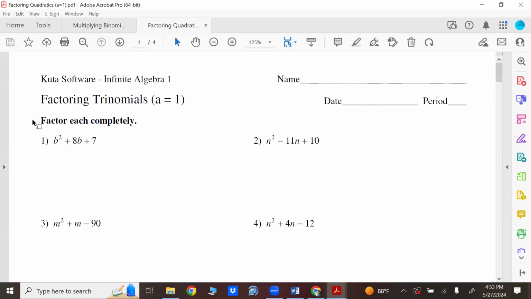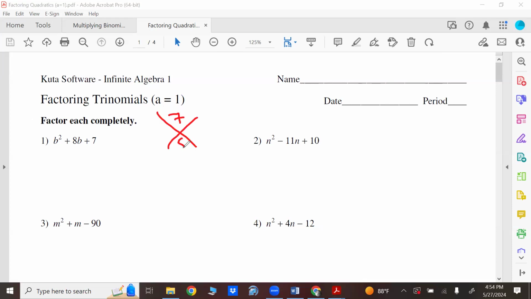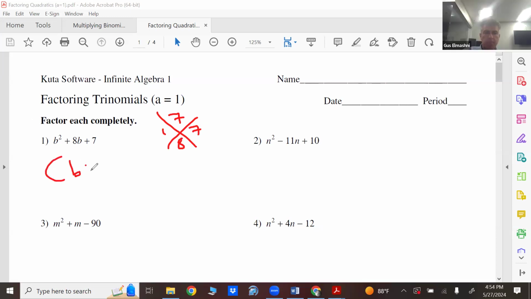Well, b plus seven, b plus one. I don't exactly know how to factor like this. I know how to do the other stuff, but when it's a problem like this it gets trippy. Okay, for number one: b plus seven, b plus one. Yeah, b plus one, b plus seven. You got it.